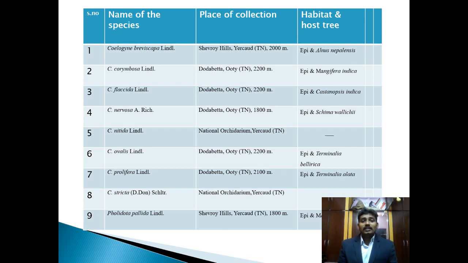Particularly the southern hills, that is Doddabetta, Ooty, Udhagamandalam, and also the National Orchidarium, Yercaud. These are the sites where I collected different Coelogyne species, and also Pholidota pallida, which was collected from Shevaroy Hills, Yercaud, Tamil Nadu. These are what I collected from different plant species of the Coelogynes from southern India.